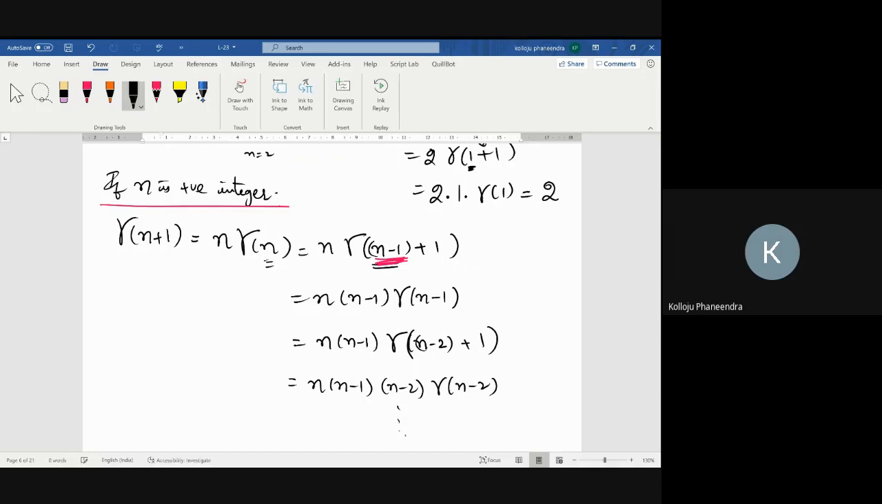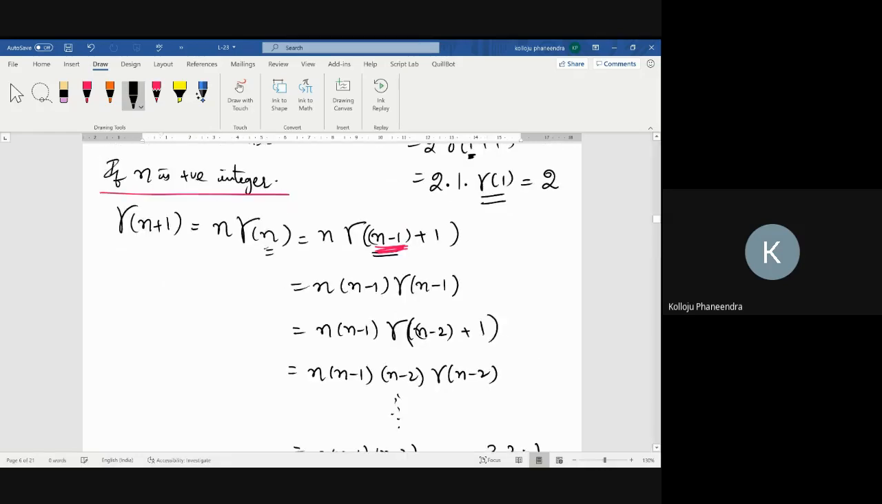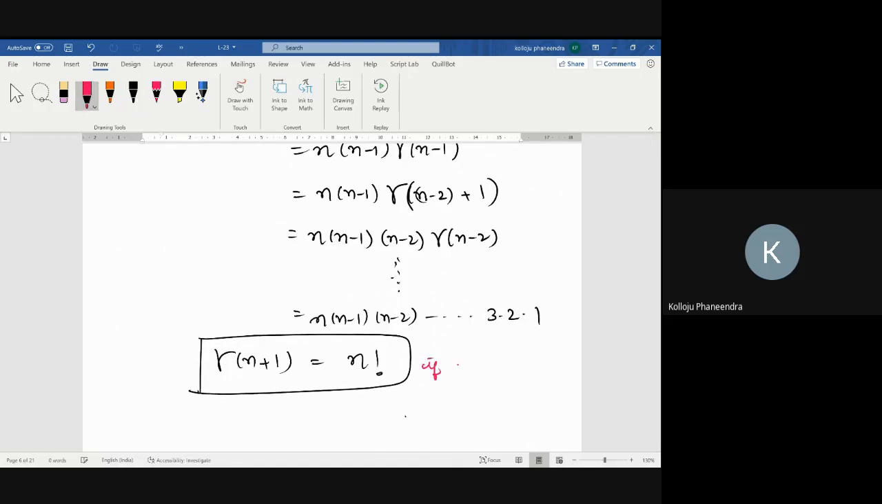If I proceed in this manner, what I'm getting finally is n, n minus 1, n minus 2, n minus 3, and so on, down to 3, 2, 1. Lastly, gamma 1 will be there, and you will get gamma 1 value, that is 1. So what is this? It's nothing but n factorial. So gamma n plus 1 value is n factorial if n is a positive integer. Okay.